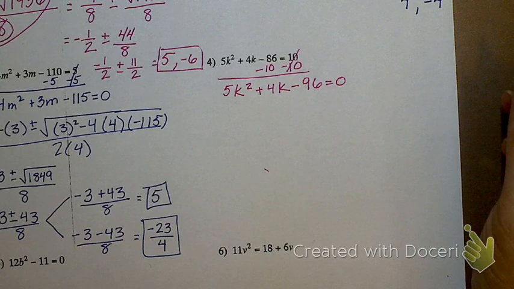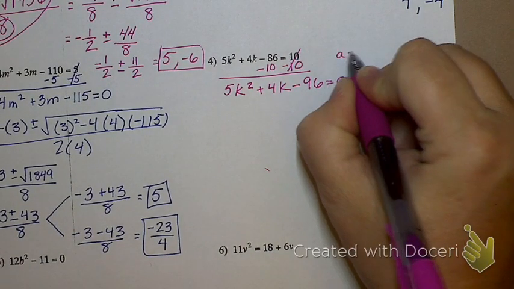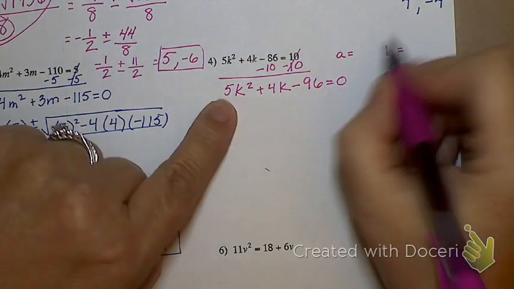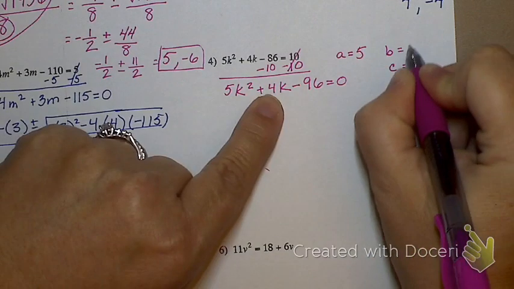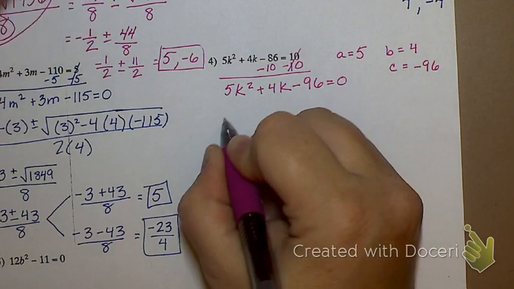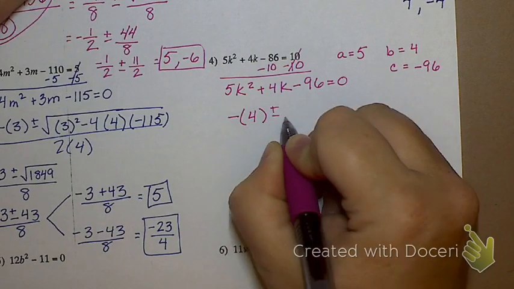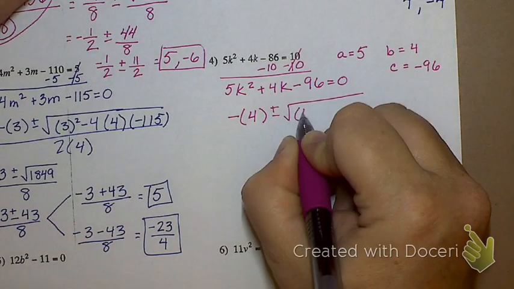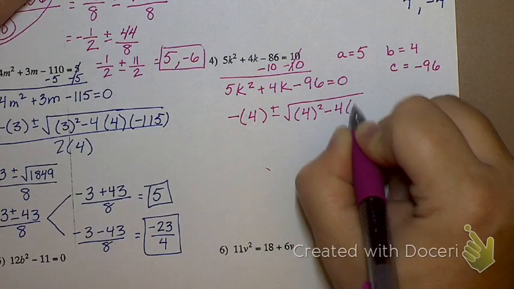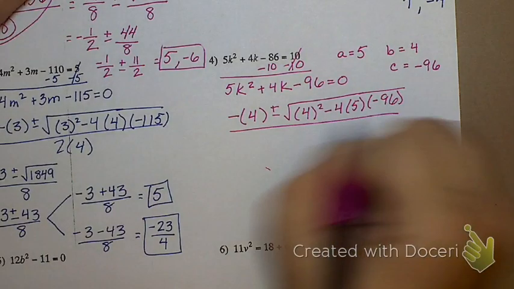What do I do now? Identify A, B, and C. What is A? 5. What is B? 4. And what is C? -96. Okay. So, x equals negative b plus or minus the square root of b squared minus 4ac, all over 2a.